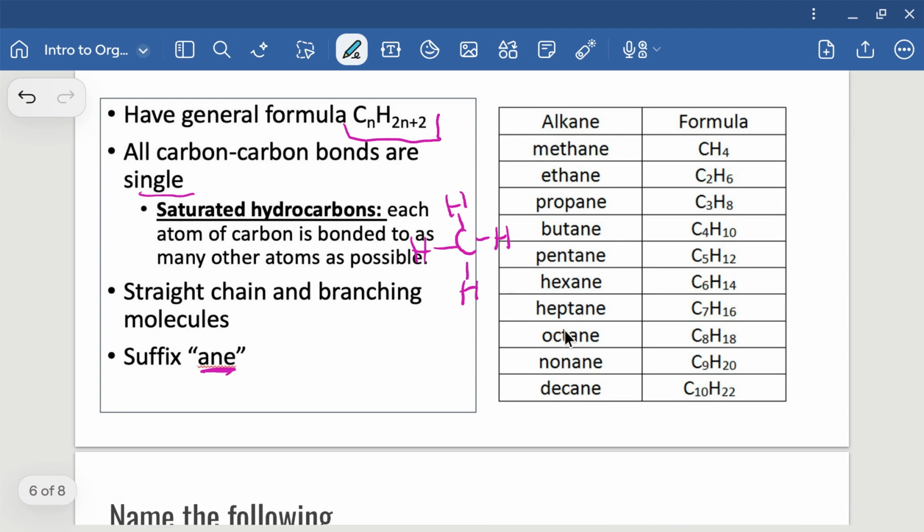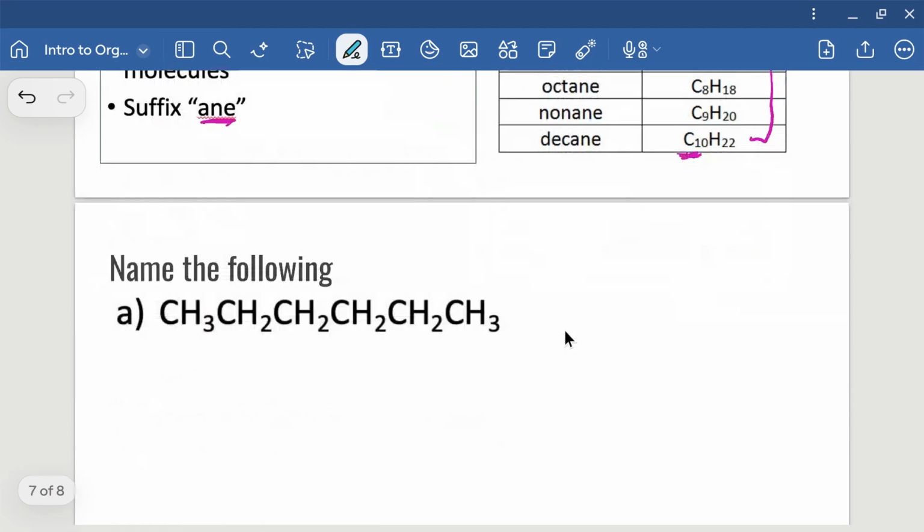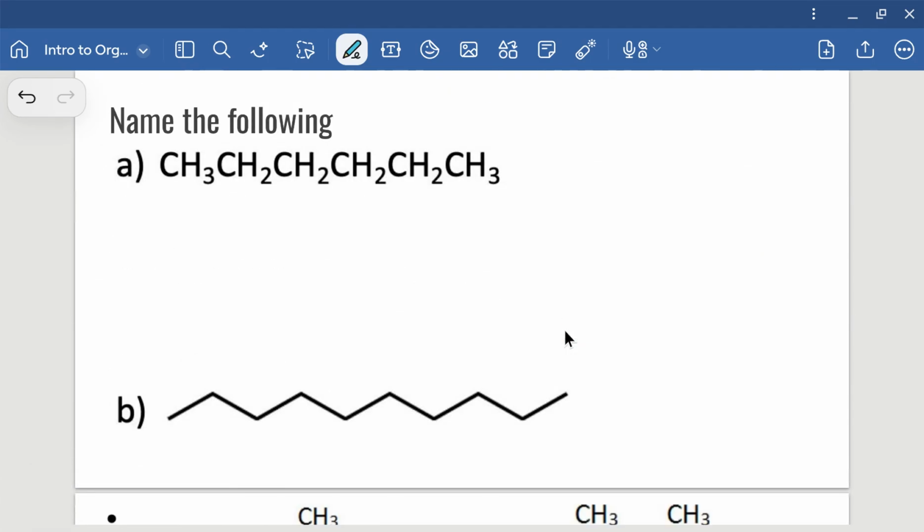So here are some simple alkanes. Like methane with just 1 carbon, ethane with 2 carbons, propane, and so on, all the way to decane. If we wanted to name the following based on our structures, there are many different ways you can draw them. We can have a condensed structural diagram, a line diagram, or an expanded diagram. We need to know how to look at all of those.